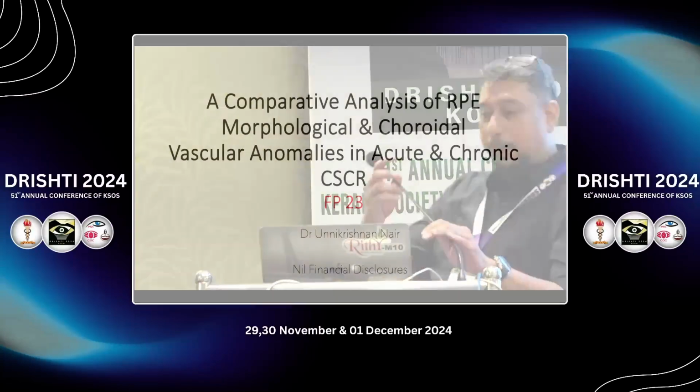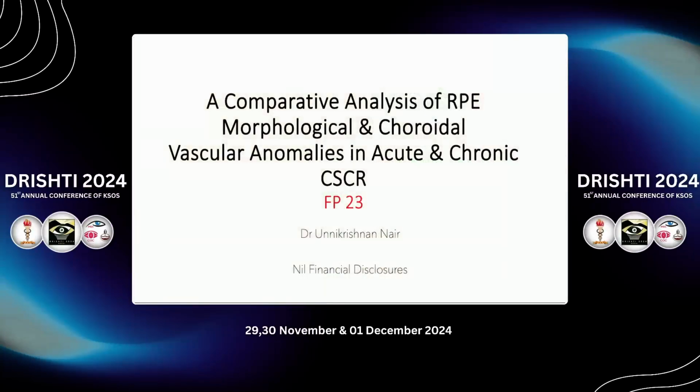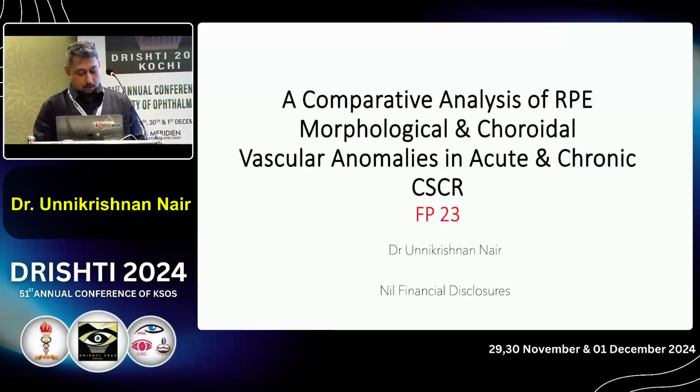Talk on a comparative analysis of RP morphological choroidal vascular anomalies in acute and chronic CSCR.